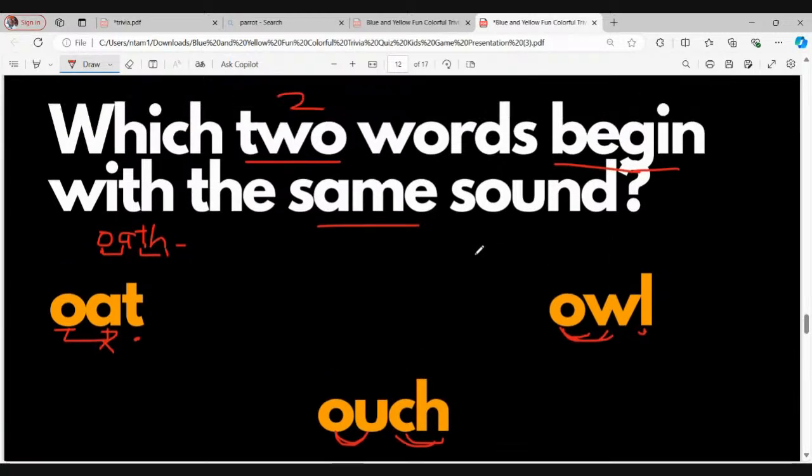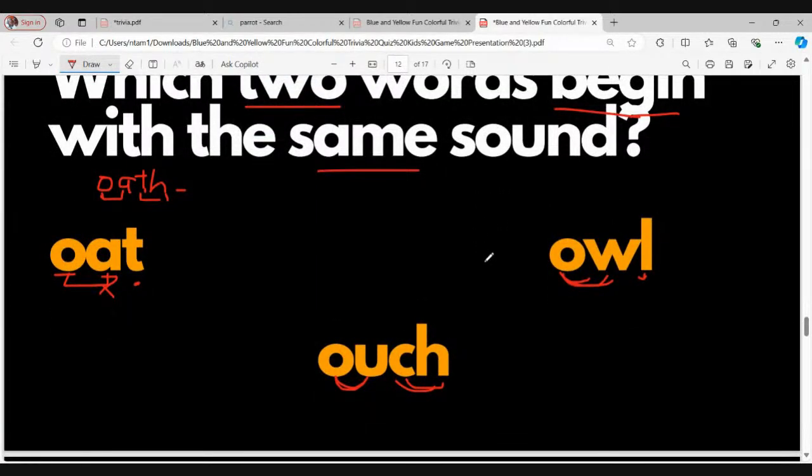So which two words begin with the same sound? Our two words here that begin with the same sound would be the word owl and the word ouch. Those would be our two words that begin with the same sound. The word oat would not be a word that begins with the same sound because in the word oat, we hear o, o. What do we hear? O. All right.